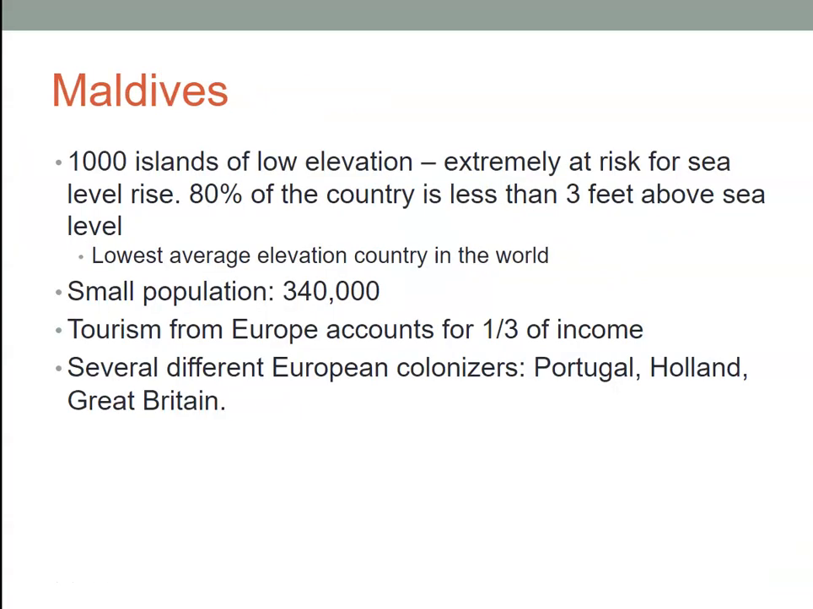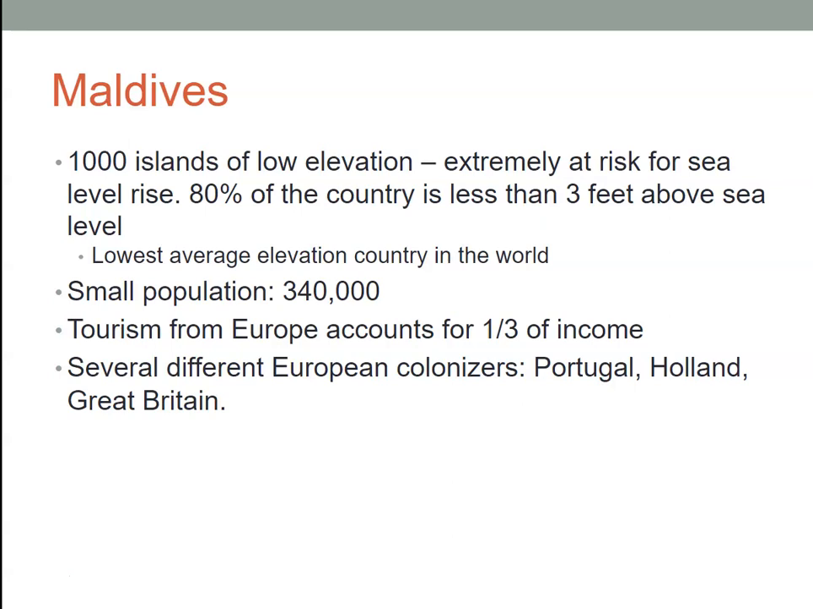Okay, so the Maldives is going to be our other island nation here, and the Maldives is actually made up of lots of different islands. So we have 1,000 islands of low elevation. This has the lowest average elevation of any country in the world. The average elevation is something like 4 feet. 80% of the country is less than 3 feet above sea level. So that is an extremely high risk for sea level rise.